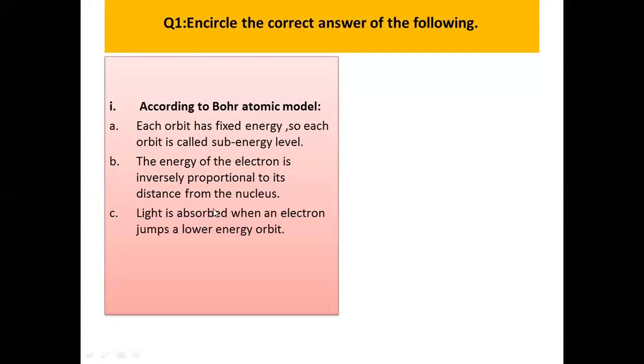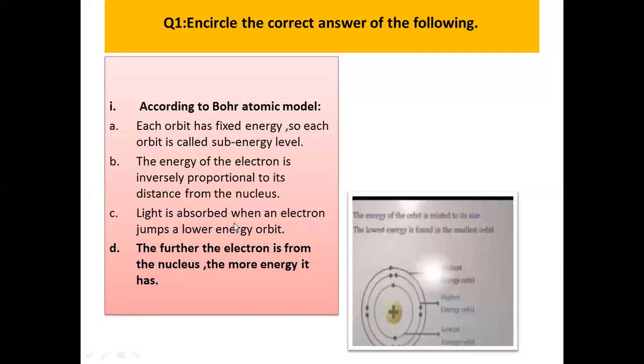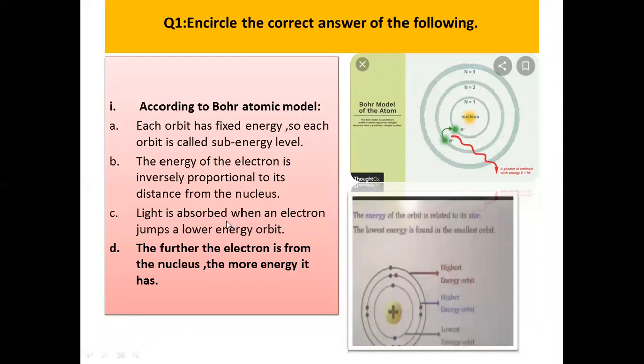C. Light is absorbed when an electron jumps to a lower energy orbit. Light is emitted, not absorbed, when an electron jumps to a lower energy orbit. Light is absorbed when an electron jumps from lower to higher energy orbit. Option D, the further the electron is from the nucleus, the more energy it has. Yes, this is the correct option.